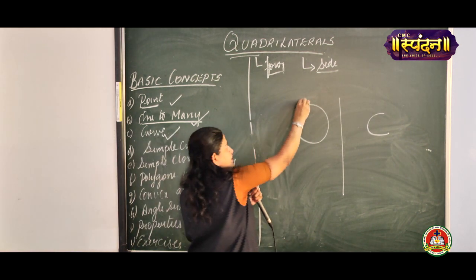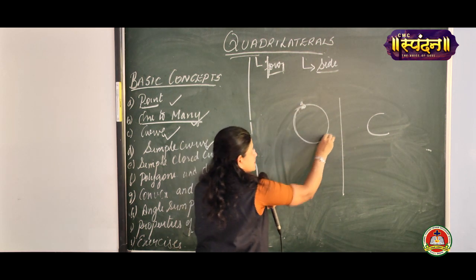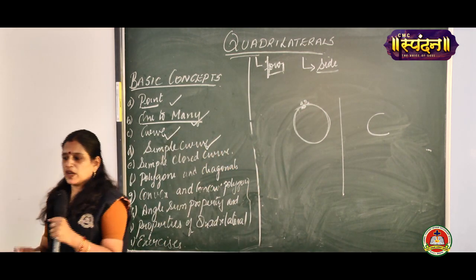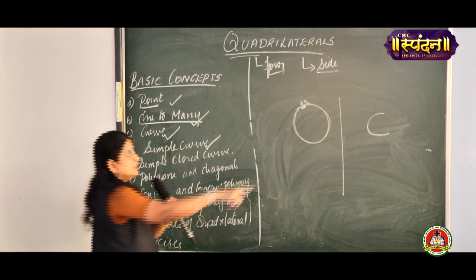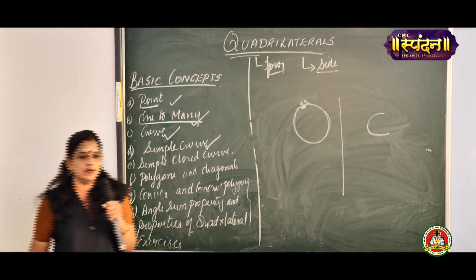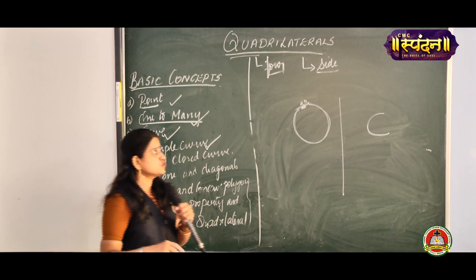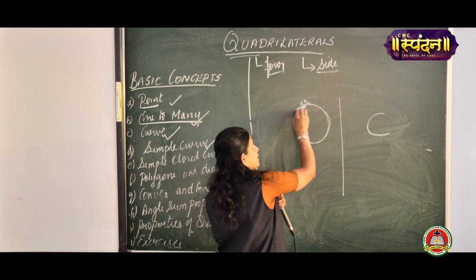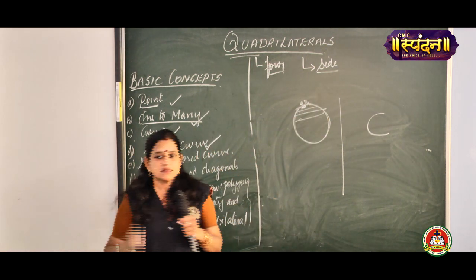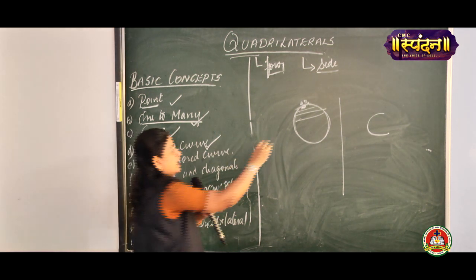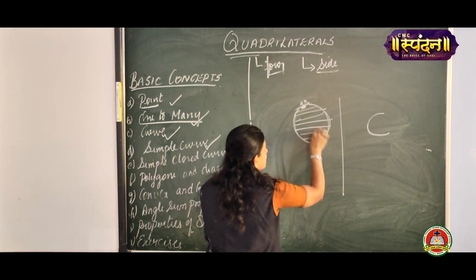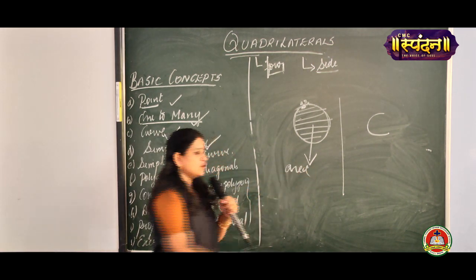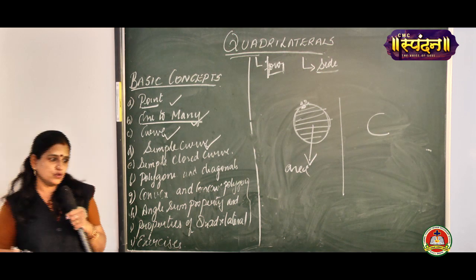Suppose you are starting over here and drawing a circle and ending over it, both the starting point and the ending point are coinciding at a single point. So that type of curve, you call a closed curve. They will be enclosing a region over here. Always the closed curves will be enclosing a region. That region you call area. So always area you get in a closed curve.